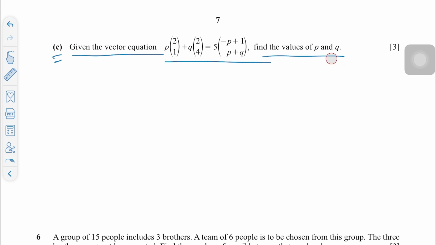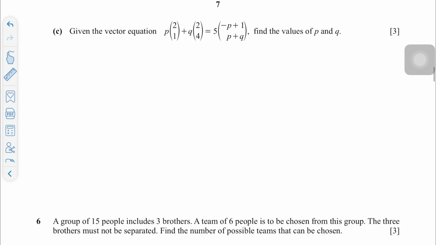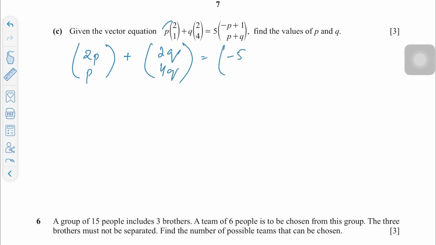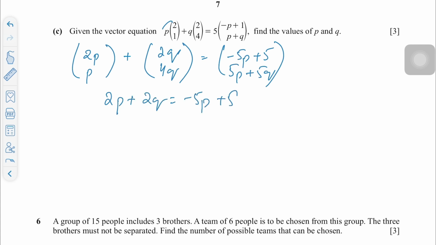Moving on, we have our part C: given the vector equation, find the value of P and Q. So basically this is a simultaneous equation. Let's just create this. So this would be 2P and P, this would be 2Q and 4Q, this would be negative 5P plus 5, and this would be 5P plus 5Q. We have our first equation as 2P plus 2Q is equal to negative 5P plus 5. We can rearrange it to get simply 7P plus 2Q is equal to 5. This is our first equation.